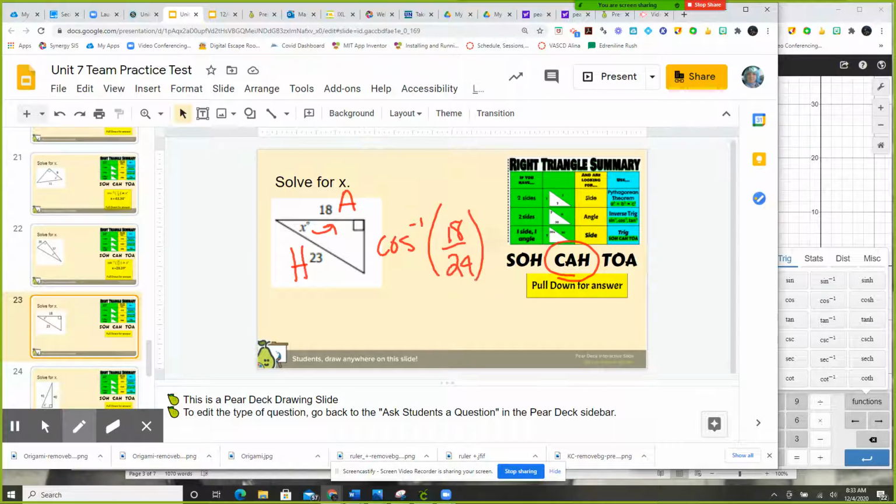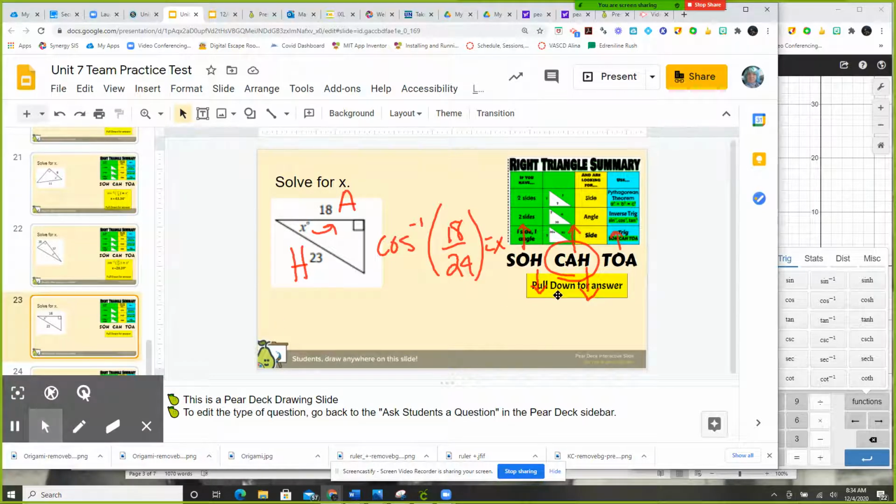18 over 24 equals x. That first letter always goes in the numerator. The second letter always goes in the denominator. H always sinks to the bottom. O is like a bubble. It rises to the top. And then the A fills in. Okay. So cosine inverse 18 over 24.